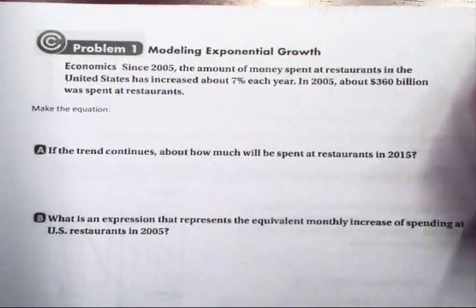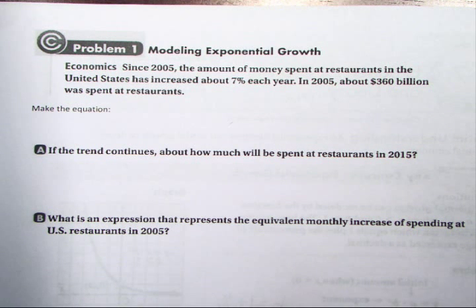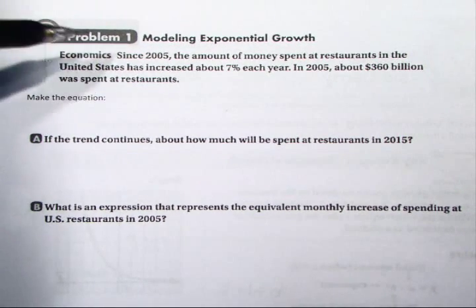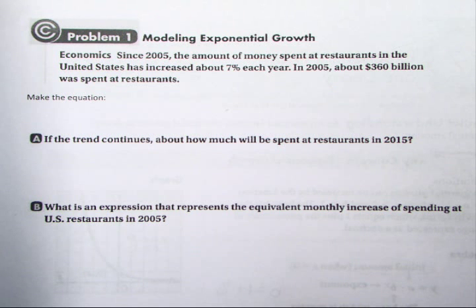All right, problem 1. Modeling exponential growth. Economics. Since 2005, the amount of money spent at restaurants in the United States has increased about 7% each year. So, does that mean that people eat out more or less? More. That's because it's increasing. Now, in 2005, there was $360 billion spent at restaurants. That's a lot of money.